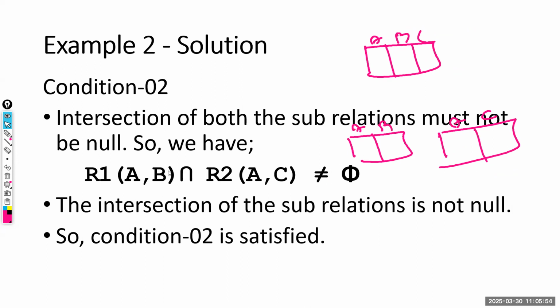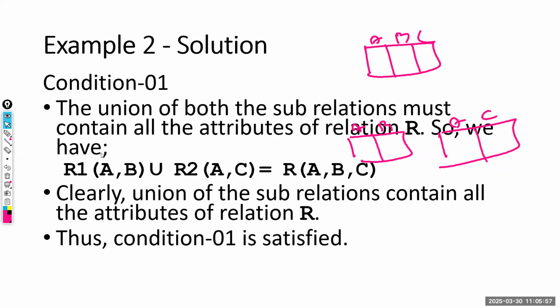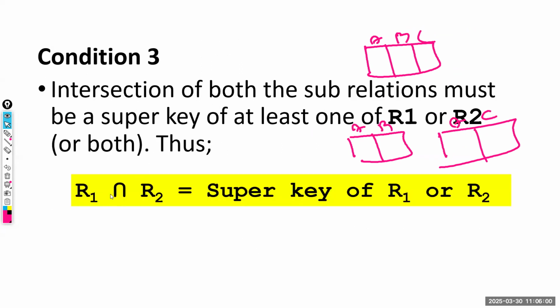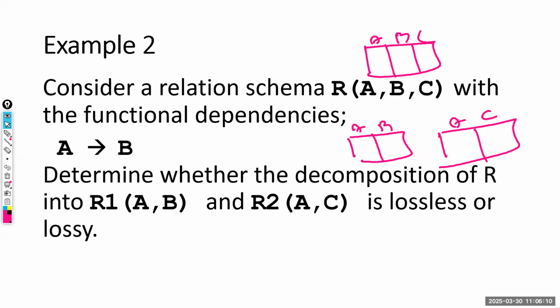The third condition. What does the third condition say? The intersection must be a super key of one of these or both. So remember, A determines B means A is the primary key, because from A you can find B. And the intersection is also A. So A can be a primary key, right?